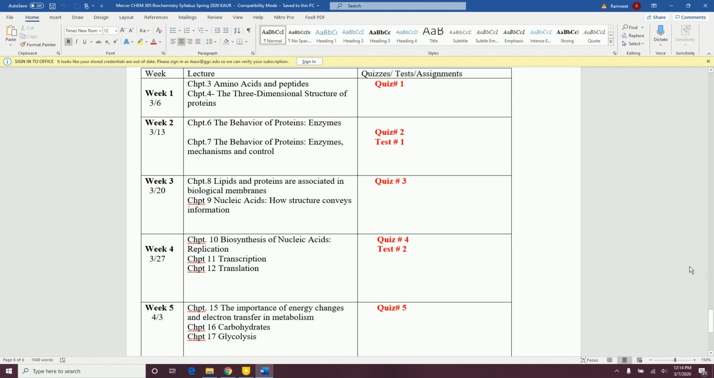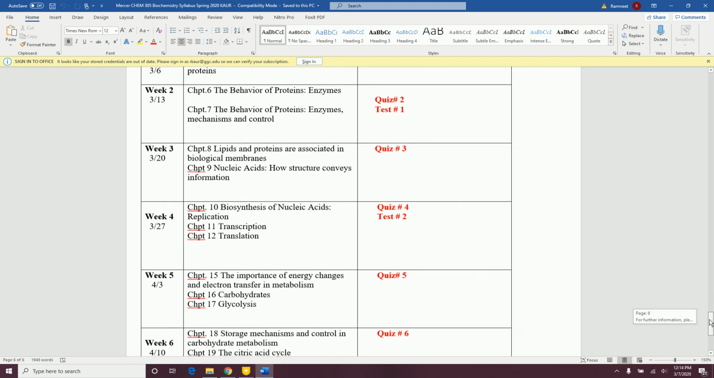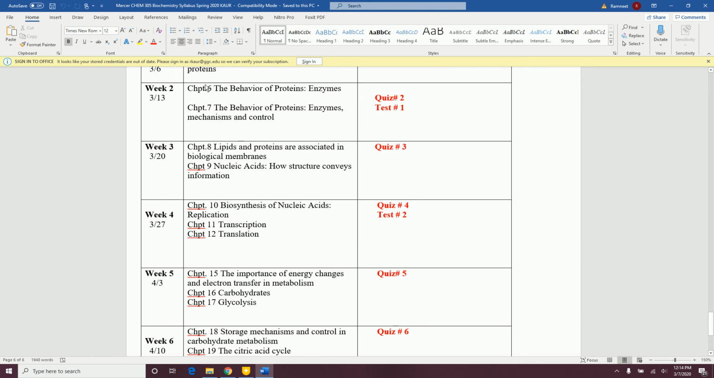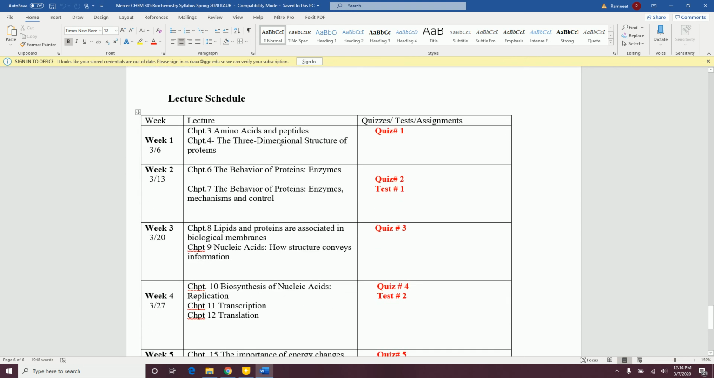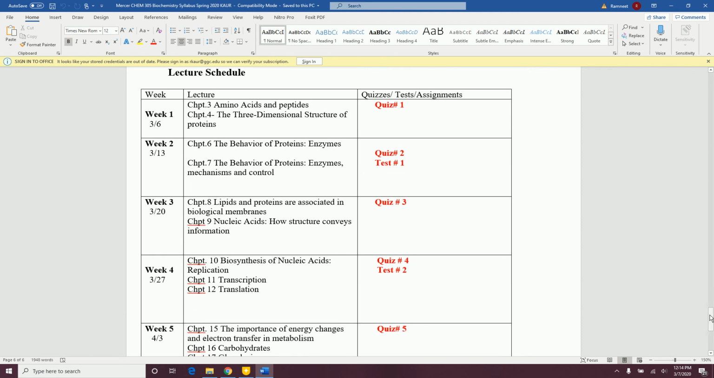In week number 2 we will be talking about enzymes. We will be covering chapter number 6 and 7. Then you have quiz number 2, which will be from chapter number 6 and 7. We also have test number 1, which will be from the contents of week number 1 and week number 2. The quiz is a weekly quiz which will be from the contents of that week, and test number 1 is from the contents of week number 1 and week number 2.